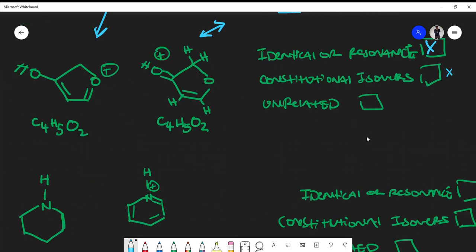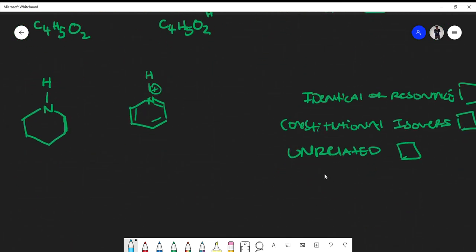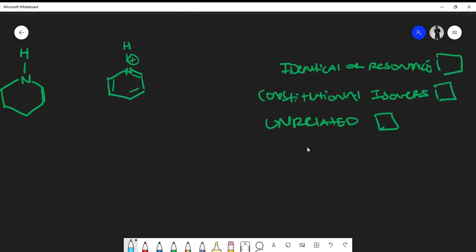All right, let's look at another one. Pause the video and answer the question. Are these identical or resonance? Are they constitutional isomers? Or are they unrelated? Well, the first thing I like to do again is get my molecular formula. That's the easiest way to start off these problems.